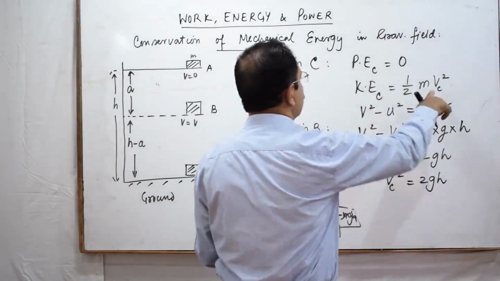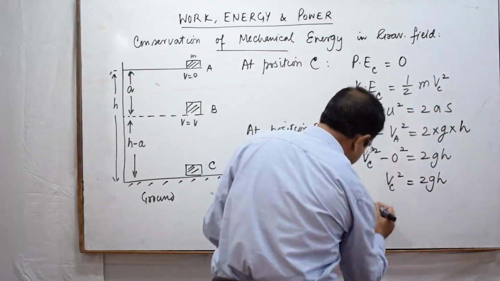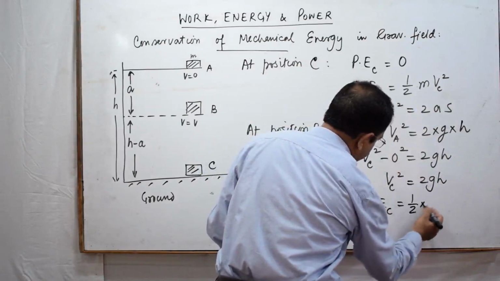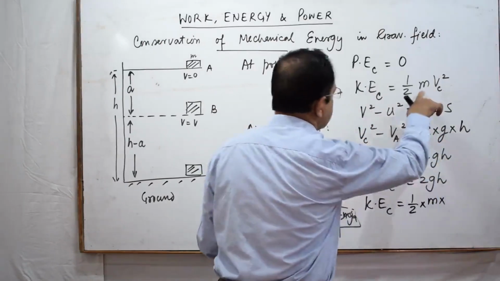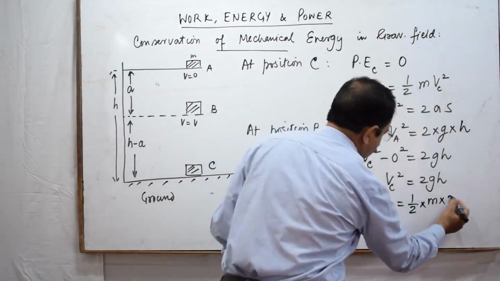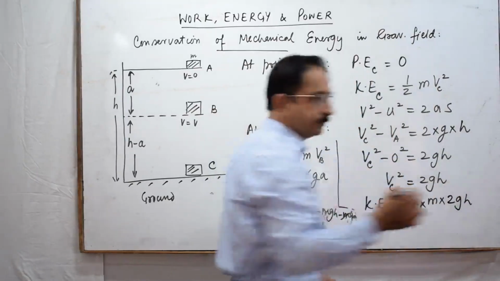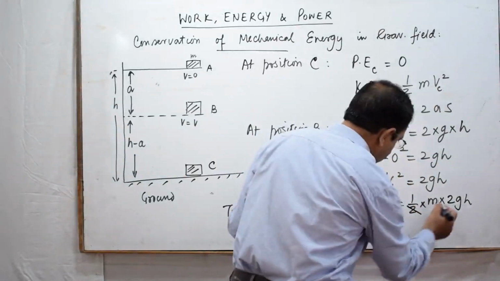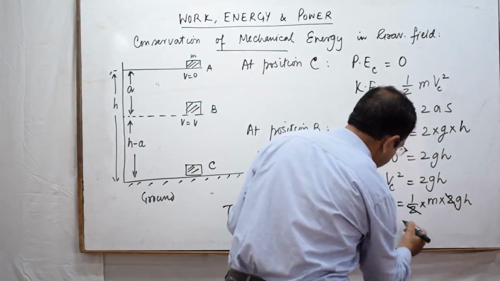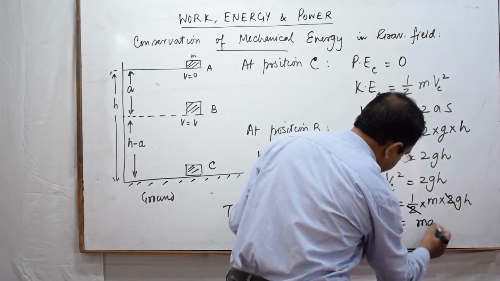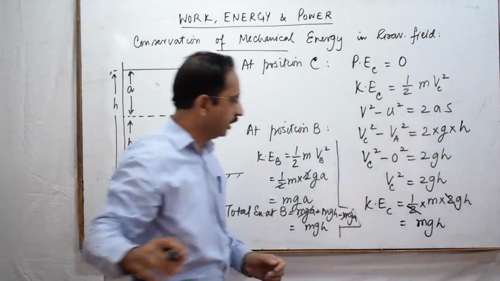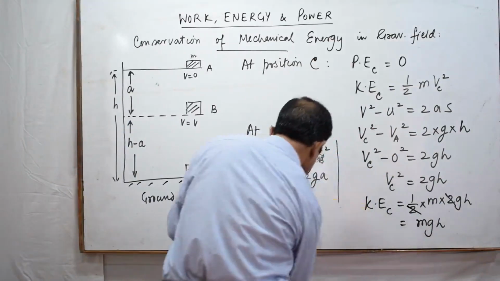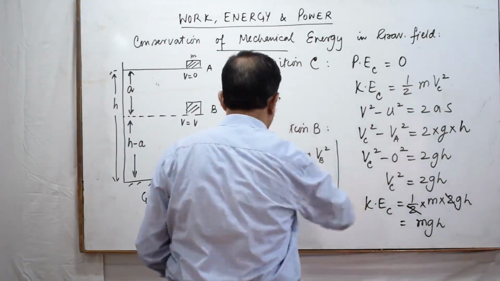Now I can substitute VC square here and calculate kinetic energy at position C, which comes out to be 1 by 2 into m into VC square. So VC square is equal to 2GH. Now if I cancel out 2, we get the kinetic energy at position C equal to mgh. We can now determine what will be the total mechanical energy at position C.